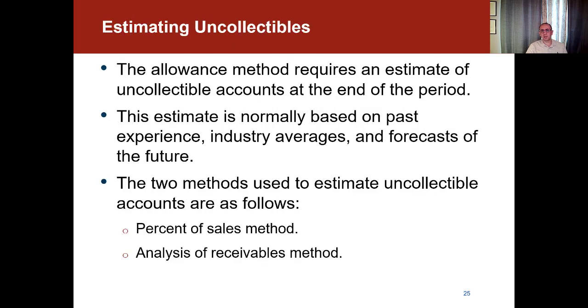Now let's see how we can make an estimate for the uncollectibles, because in the previous examples we were given $30,000 to be the estimate. Now let's see how we can make this estimate. So there are two approaches for making an estimate for the uncollectible. One of them is based on the income statement, and we call it the percent of sales method. And the other is based on the balance sheet, and we call it the analysis of receivables method, or analysis of accounts receivable method. So the allowance method requires an estimate of uncollectible accounts at the end of the period. This estimate is normally based on past experience, industry average, and forecast of the future.